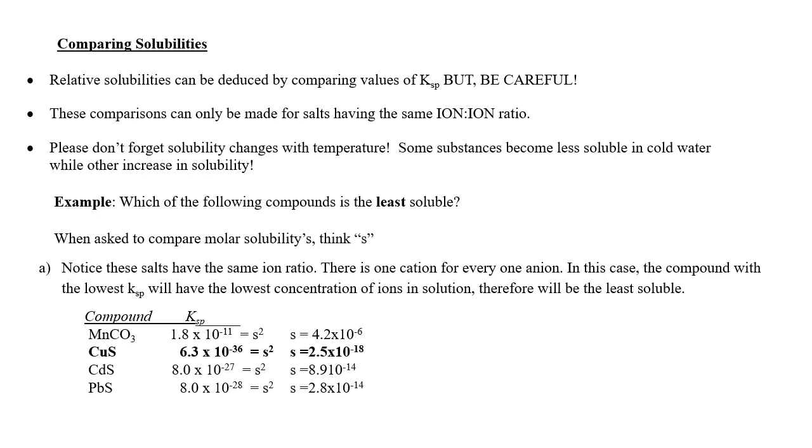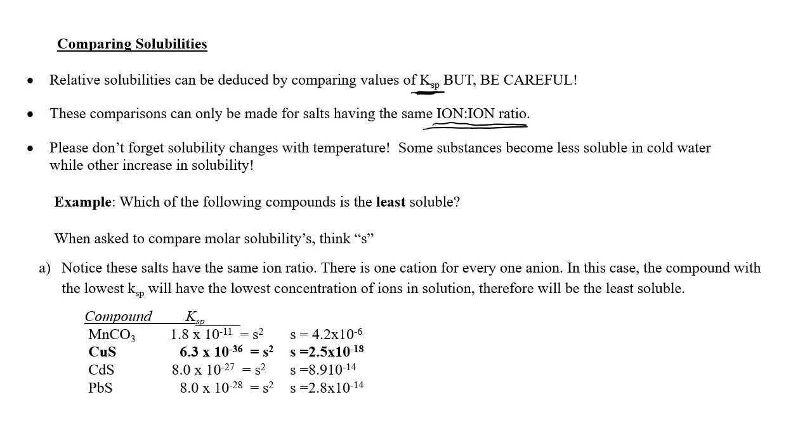Comparing solubilities using KSP values can be a little bit tricky. To really compare solubilities, you must compare the S value. The only time you can use the KSP to compare relative solubilities is if the salts, or the slightly soluble ionic compounds, have the same ion-ion ratio.